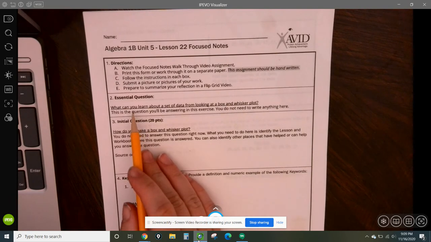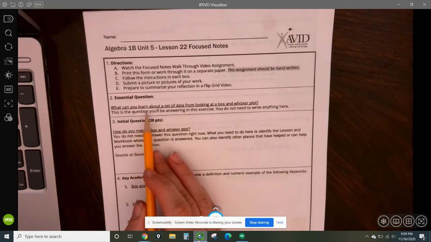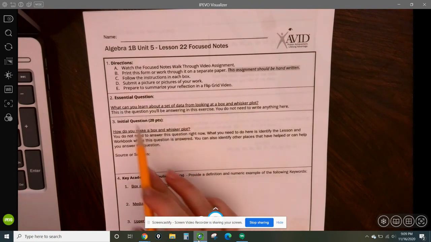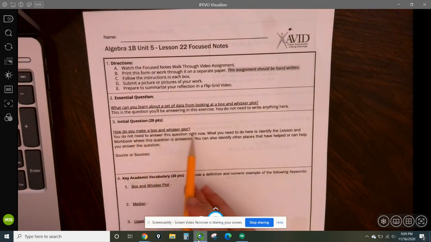Okay, so for this one, the essential question is, what can you learn about a set of data from looking at a box and whisker plot? So we're not actually going to answer this question here, but we're just going to be thinking about that question as we go. The initial question, so making it a little bit more specific, how do you make a box and whisker plot? Again, we're not going to answer this yet. We're just thinking about how do we do it? And what kind of sources could we use?